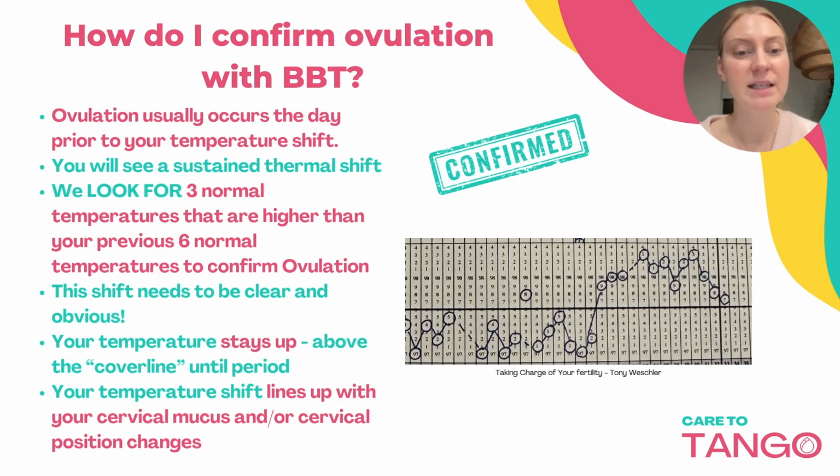You will see a sustained thermal shift, and we look for 3 normal temperatures that are higher than the previous 6 normal. This shift needs to be clear and obvious. Your temperature stays up above the cover line until your period, and your temperature shift lines up with your cervical mucus and/or cervical position changes. On the chart, you can see how we have 3 raised temperatures that are above the previous 6 temperatures. Thus, we can confirm ovulation. They stay raised until the end, where the temperatures drop right before our period as our hormones drop.